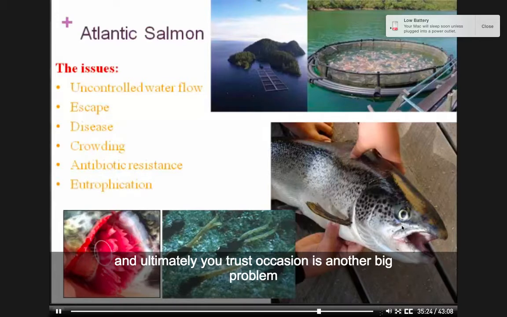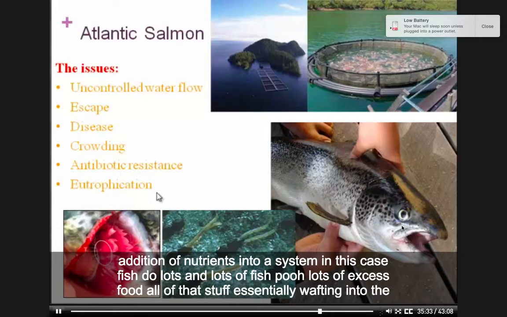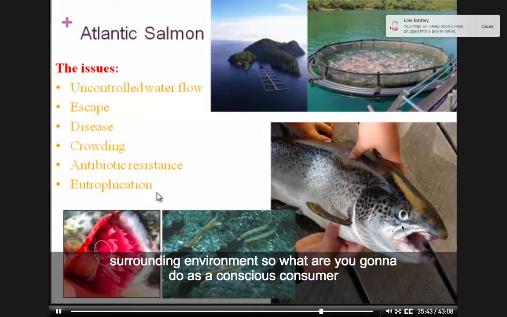And ultimately, eutrophication is another big problem. Eutrophication refers to the unnatural addition of nutrients into a system. In this case, fish poo. Lots and lots of fish poo. Lots of excess food. All of that stuff essentially wafting into the surrounding environment.